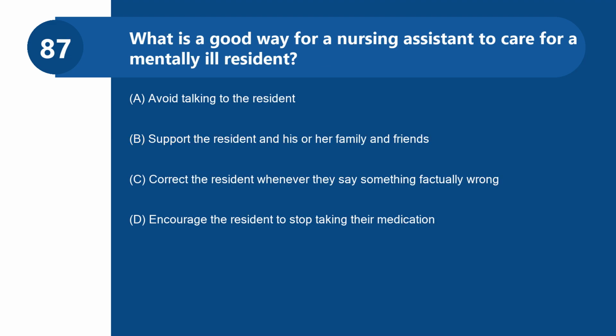Question 87. What is a good way for a nursing assistant to care for a mentally ill resident? Option A, avoid talking to the resident. Option B, support the resident and his or her family and friends. Option C, correct the resident whenever they say something factually wrong. Option D, encourage the resident to stop taking their medication. The correct answer is Option B, support the resident and his or her family and friends.